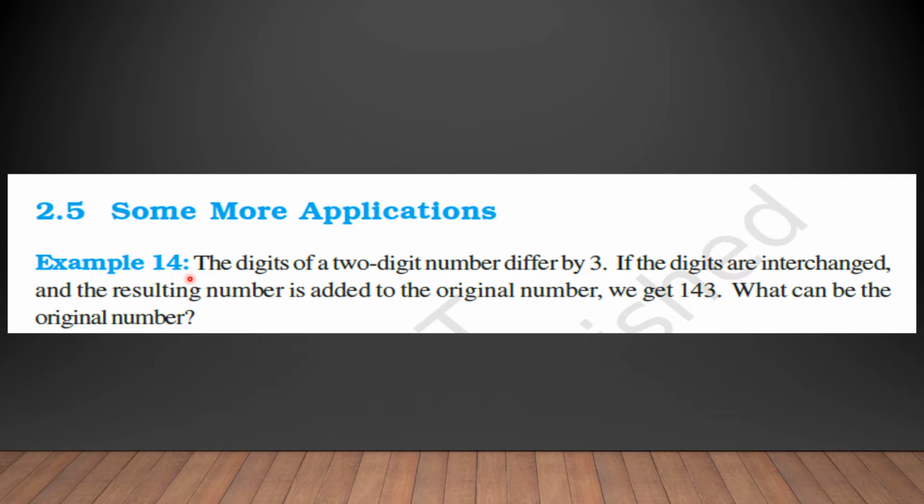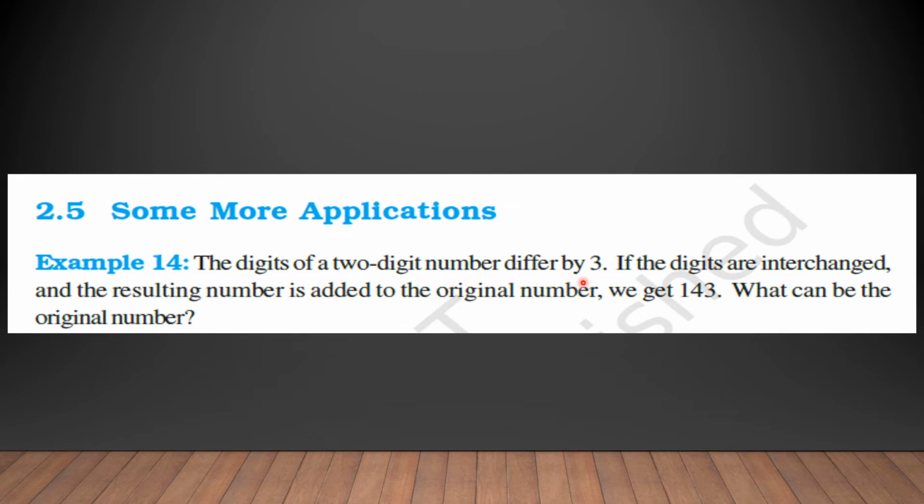The digits of a two-digit number differ by 3. So, first of all, we have a two-digit number which contains two digits. One digit is at unit place, one digit is at tens place. This statement is telling us the difference between these two digits is 3. This will help us to form the assumption. Suppose I assume the unit digit as x, then I will get the tens digit as x plus 3, because the difference is 3.